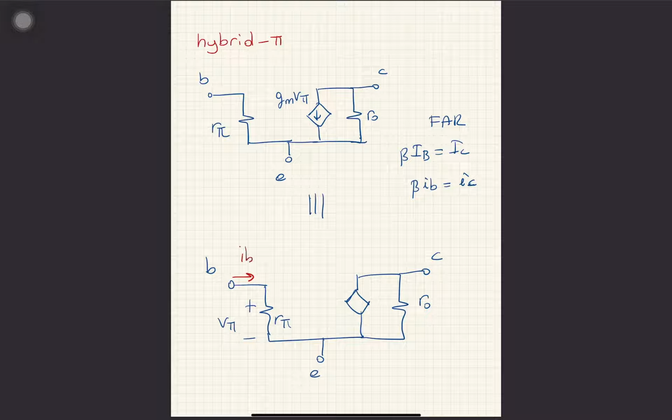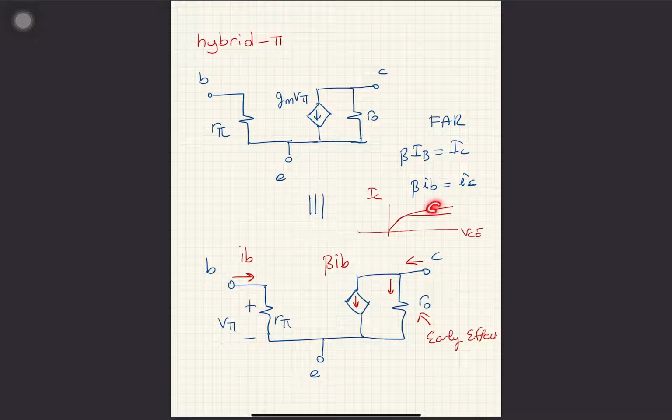If you have I base current, you will have beta times I base current passing through here. And this R0 then models the early effect. The additional current passing through here changes the overall collector current, so it's going to introduce this change on IC versus VC. So this increase in here is because of this R0 current, and the constant part is beta times I base.